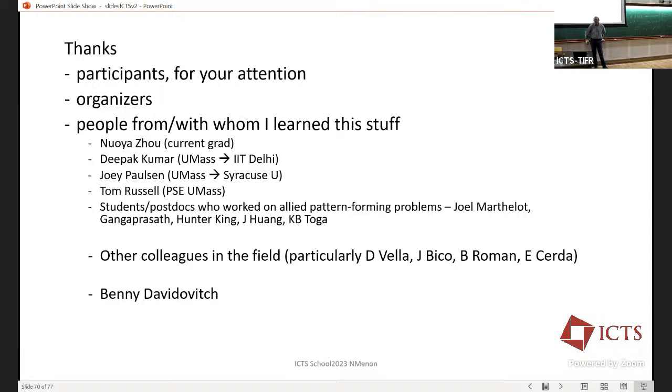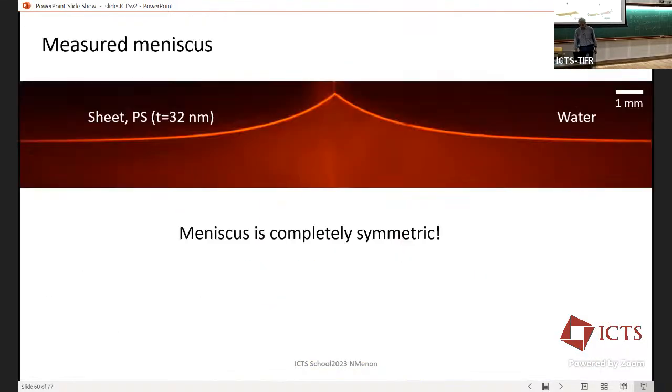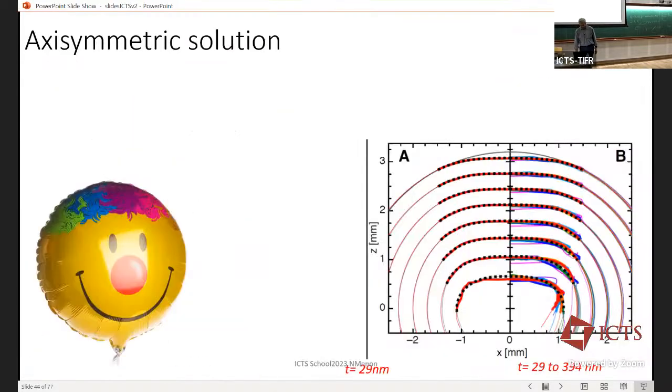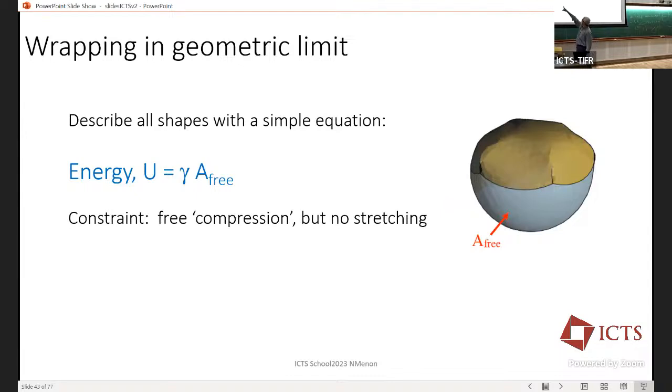More questions? So you didn't really explain the shapes at the end. I didn't explain the shapes because I understand them. I understand that the shapes come from the simplest equation I could show you, which was this. I can explain the axisymmetric shapes in detail from this. The other shapes, I just know that they're local minima of this object.